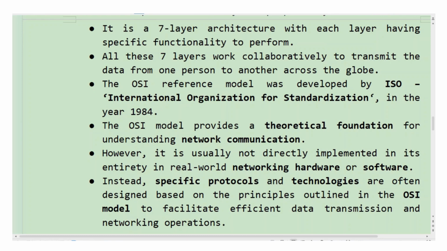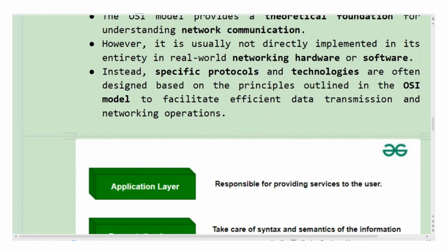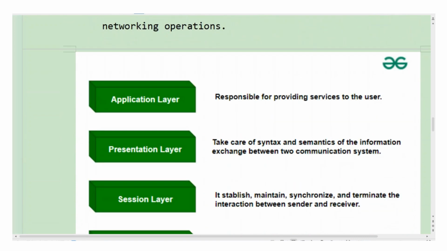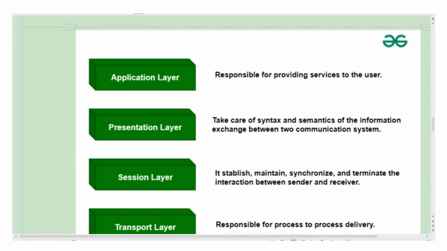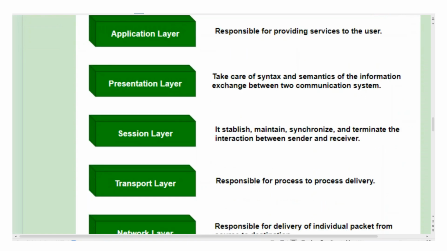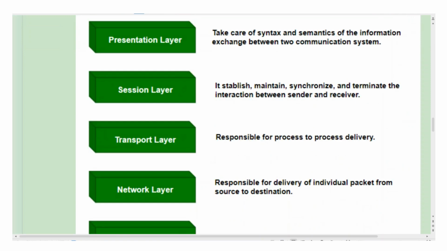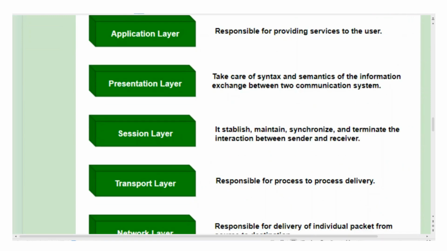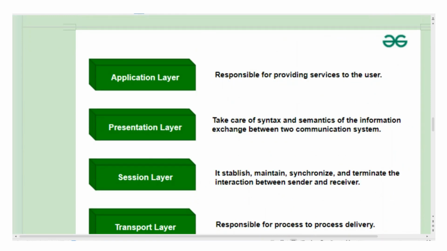OSI layers can be divided into three parts: the hardware layers, where devices work, like physical, data link, and network. Physical layer has hub, repeater, and end devices; data link has bridge, switch, NIC; and network has router, L3 switch, and firewall.